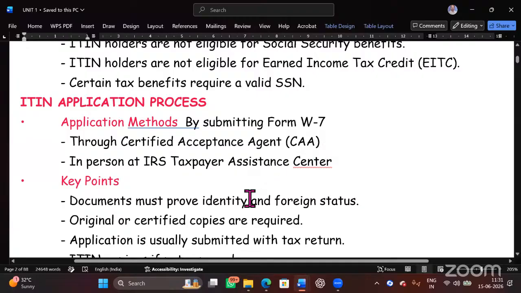Second one, some authorized centers are opened by the IRS. Instead of giving that permission to an individual person like an agent, some offices are opened at different places. We can submit that form to that center also. That center's name is Tax Assistance Center, TAC. Either CAA or TAC. Two channels are available for submitting form number W7 to get the ITIN number. It is a regularly asked question, the W7 form question.